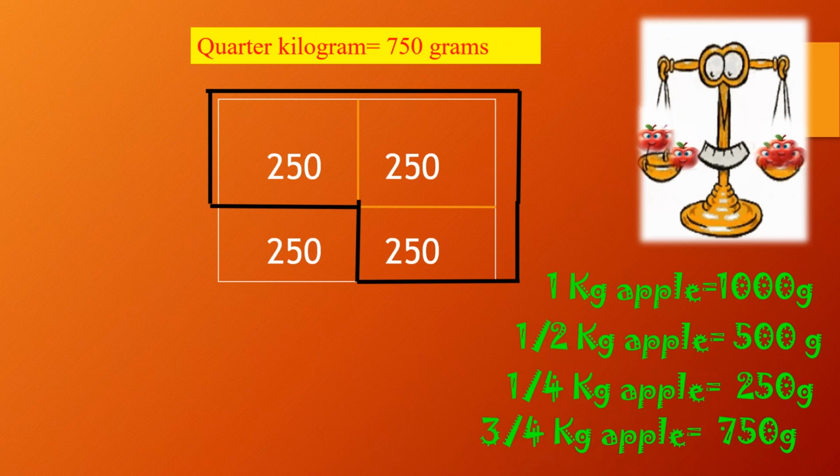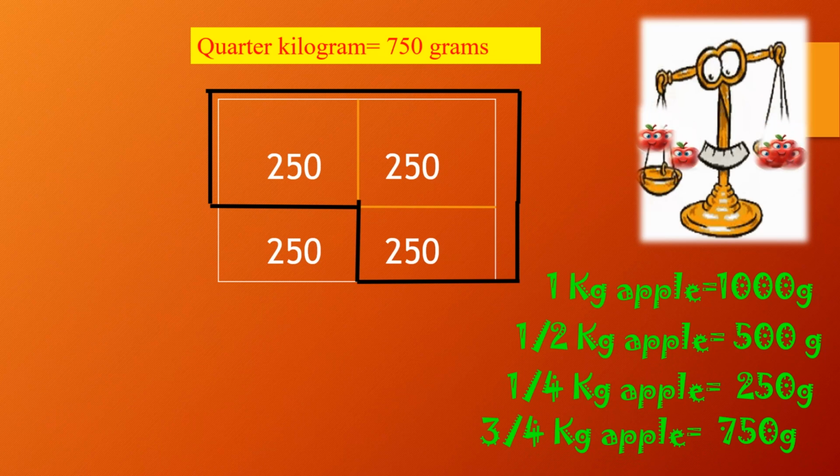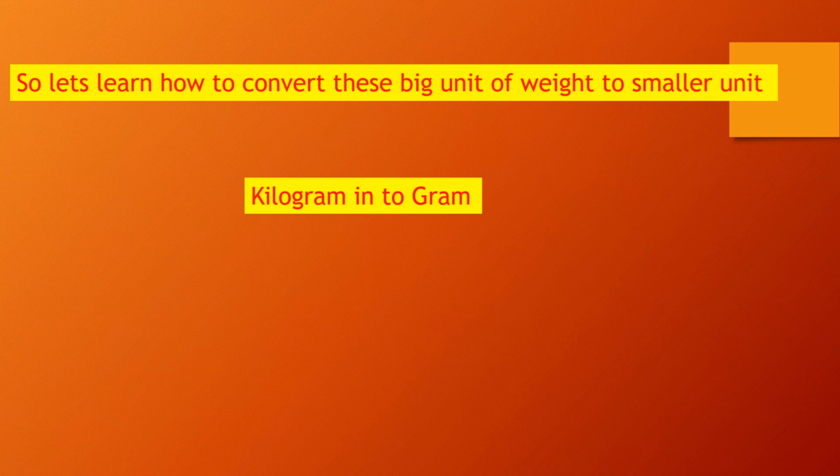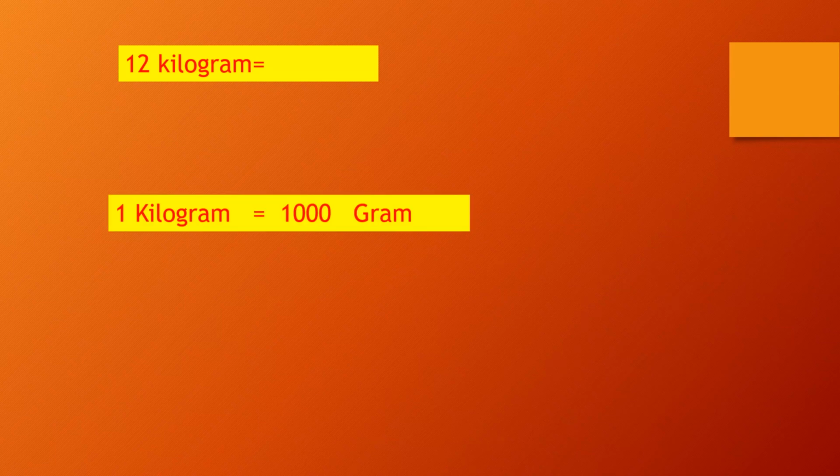Let's learn how to convert this big unit of weight to smaller unit, that is kilogram into gram. Okay, so let's solve a few sums to make it more clear. Now the first question is 12 kilogram. So how to convert 12 kilogram into gram? So you know the unit of weight. 1 kilogram is 1000 gram. If 1 kilogram is 1000 gram, 12 kilogram will be how much?